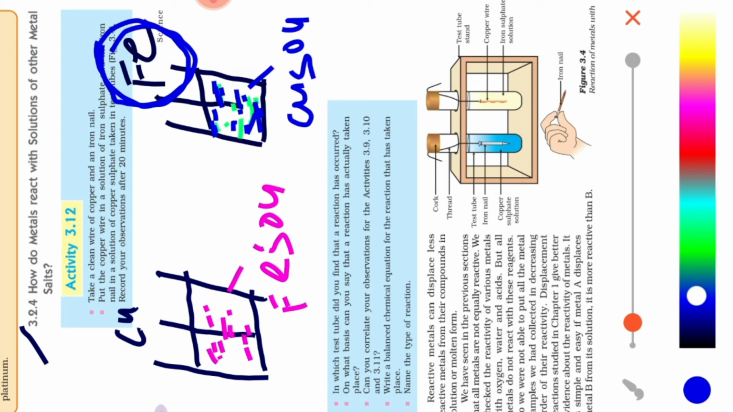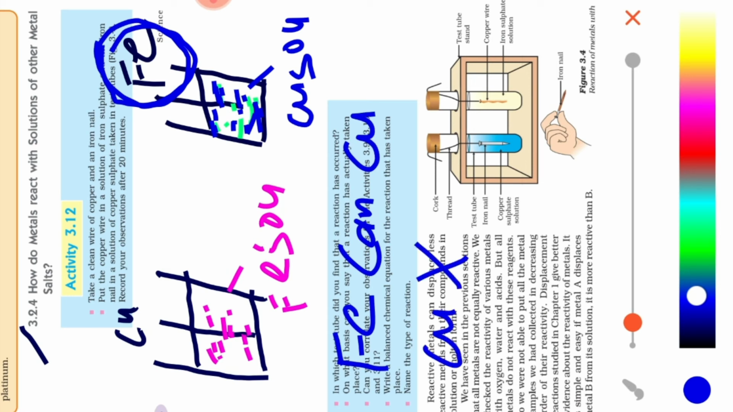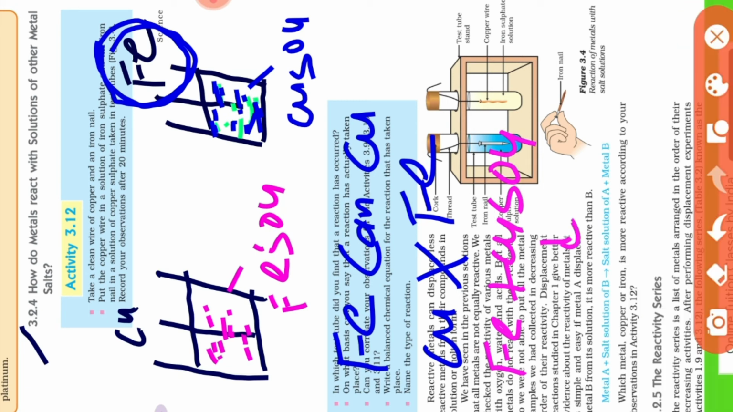Clear? Iron can displace copper, but copper cannot displace iron. Just remember. So whenever we write the equation over there, we write Fe plus copper sulfate arrow FeSO4 will be formed plus copper. Clear? Means, are you getting my point?